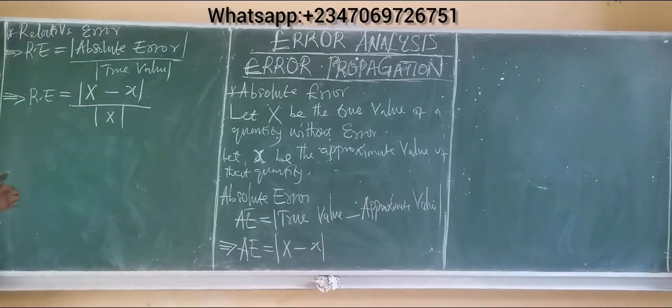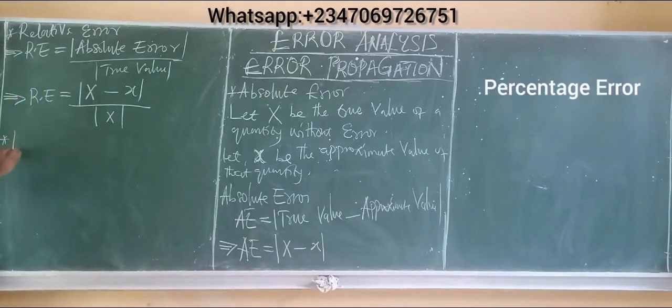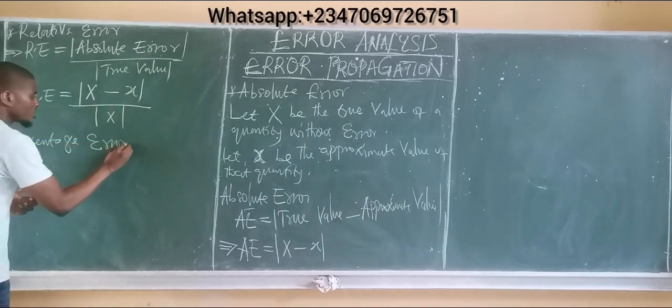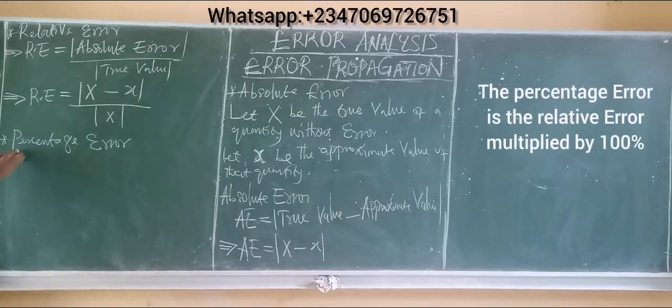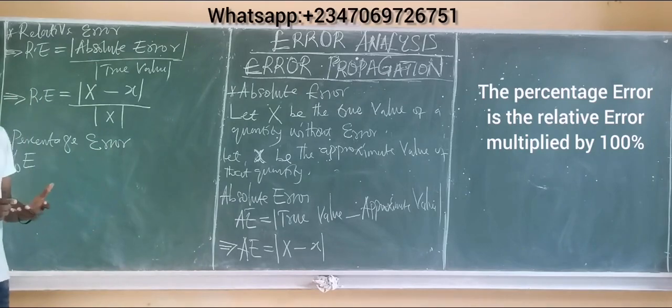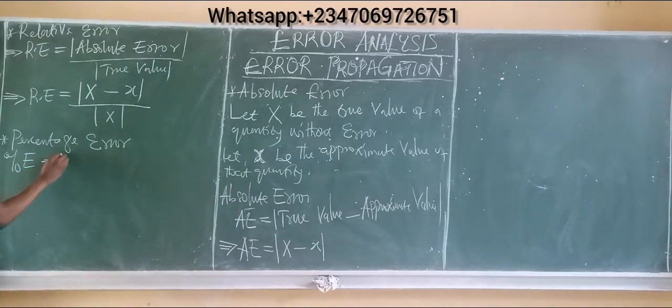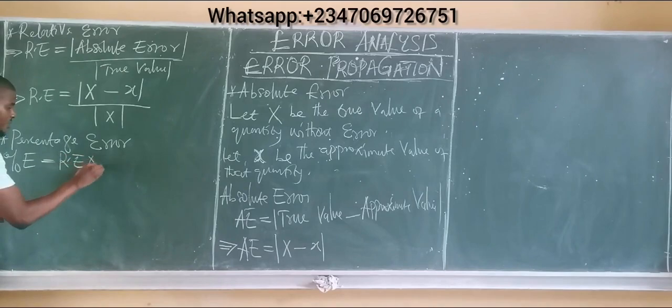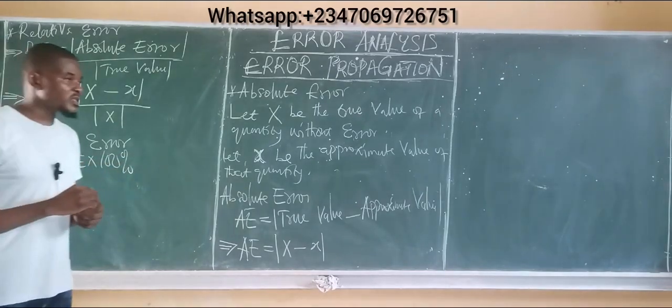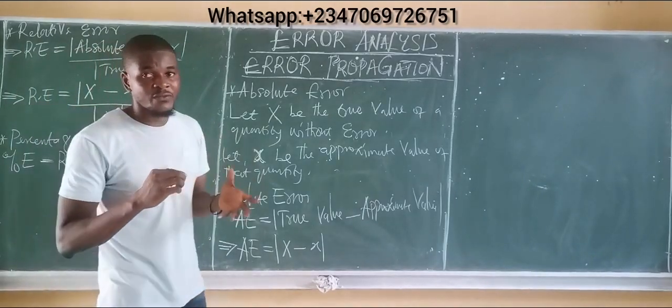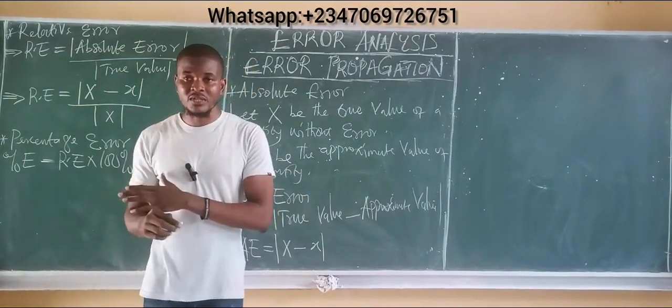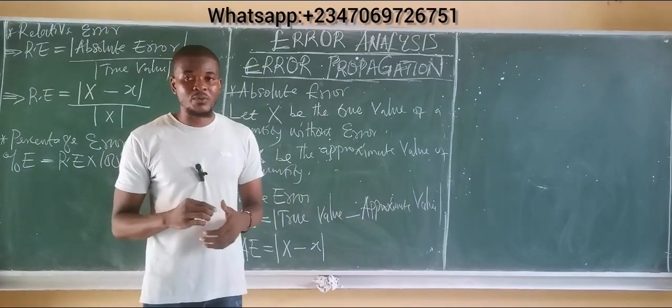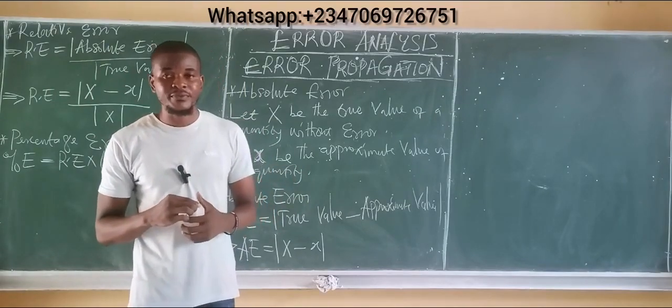Now, the third type of error we talk about is the percentage error. The percentage error is simply obtained by multiplying the relative error by 100%. So percentage error is equal to relative error multiplied by 100%. This is how you obtain your percentage error. Now, let's pick some few examples to explain this concept before we go deep into error propagation.